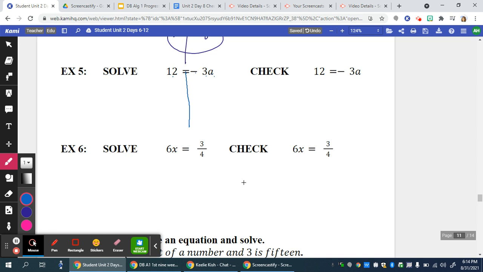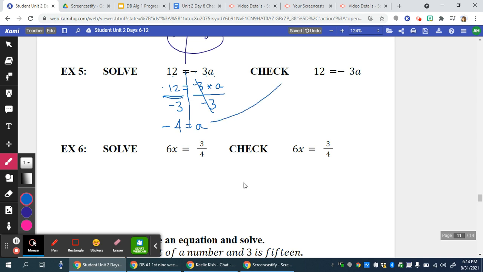So I have negative 3a. This is the same thing as negative 3 times a is equal to 12. Do I need to rewrite this? No, unless it helps. So the inverse operation is divided by negative 3. Those cancel each other out. 12 divided by negative 3. Negative and a positive make it negative. 12 divided by 3 is 4, so negative 4 equals a.